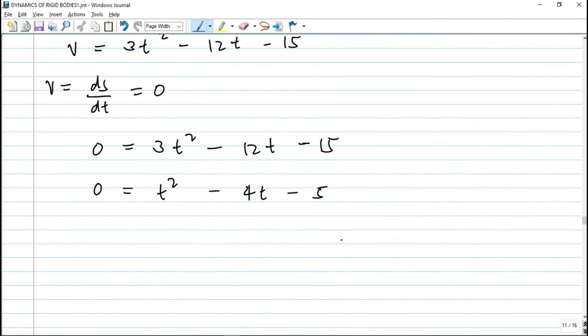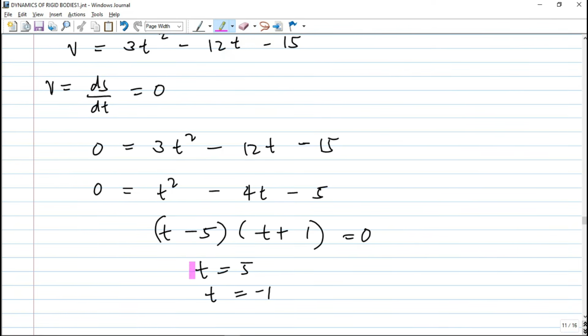So let's just get its, okay, hanapin natin guys yung roots niya. You can use the quadratic equation or by inspection here, yung roots nito is, so we have the roots as t minus 5 and t plus 1 equals 0. So therefore, t is equal to 5 seconds. Then we have here another time that is negative 1. Okay, so yung kukunin natin guys, of course, is yung positive time.